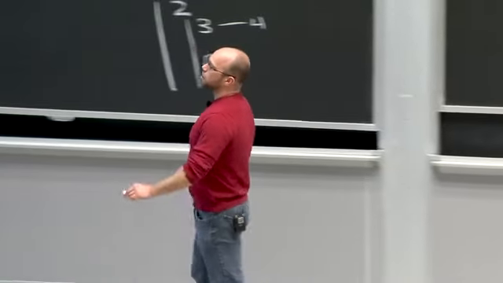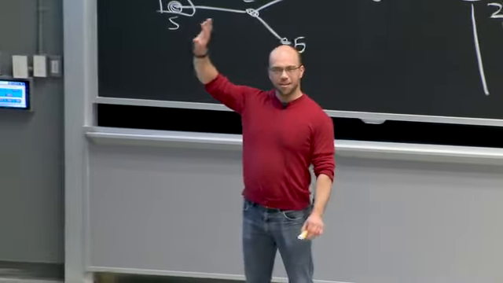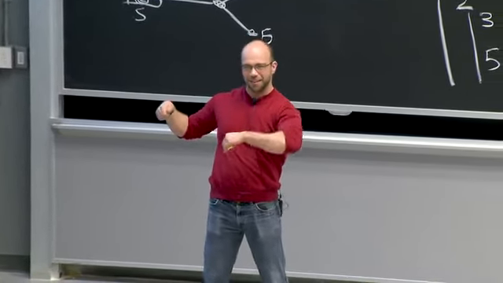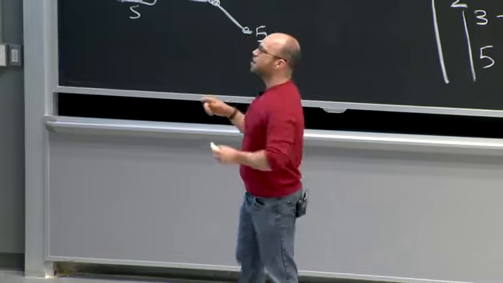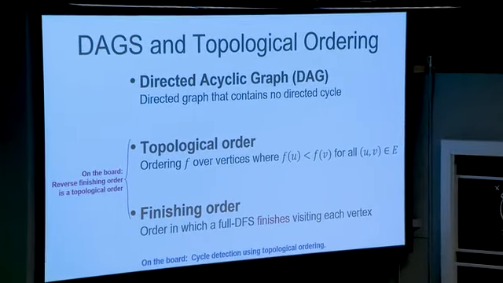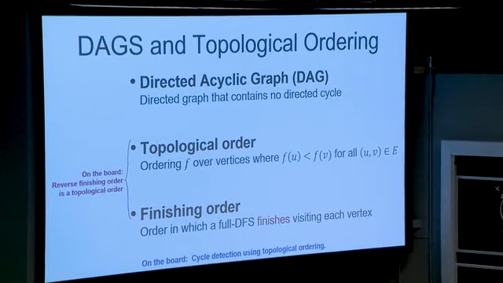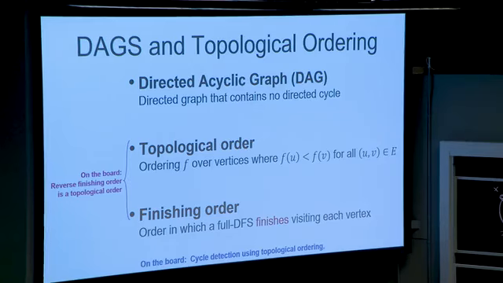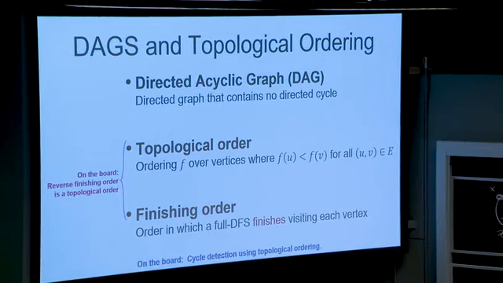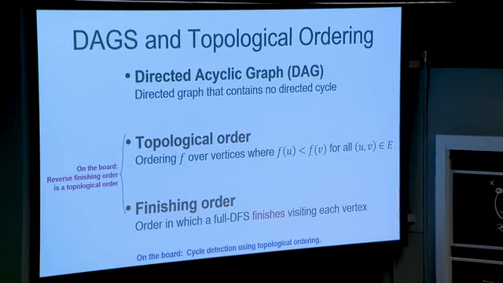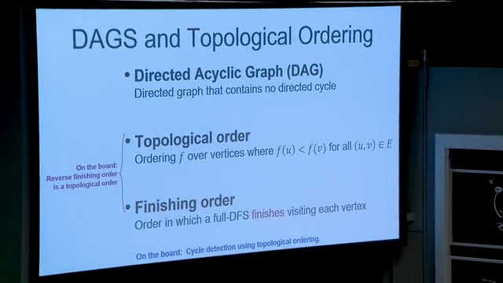So in the finishing order, we're going to call full DFS on our graph. Remember, that means we iterate over all our nodes, and if we haven't seen the node yet, we call DFS on it. And now we're going to make an order in which, as soon as the call to a node in that visit function is complete, meaning I've already iterated over all my neighbors, then I add my node to the ordering. That makes sense? It's a little bit backward from what we're used to thinking about. So it's the order in which full DFS finishes visiting each vertex.